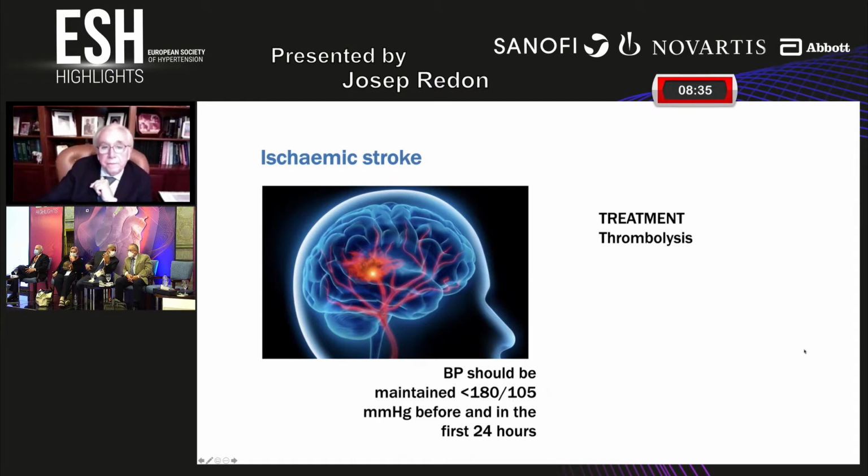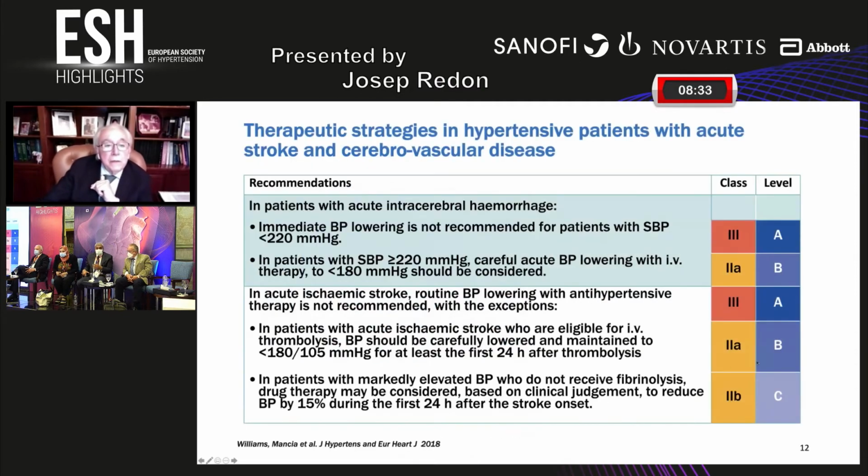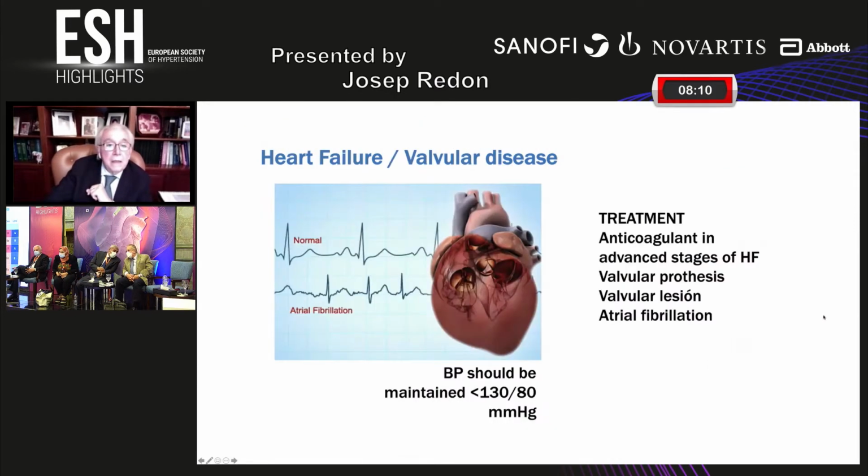This is what the guidelines say about this: in acute ischemic stroke, I repeat, for those eligible for intravenous thrombolysis, blood pressure should be carefully lowered and maintained below 180 over 105 millimeters of mercury for at least the first 24 hours after thrombolysis.